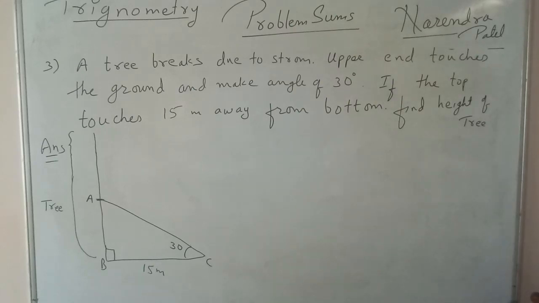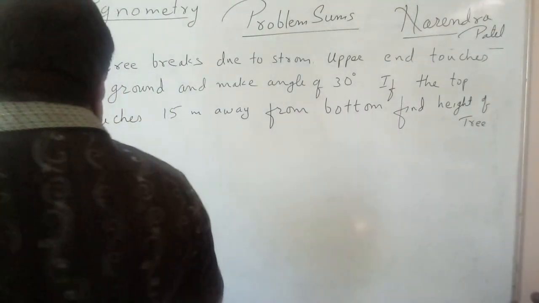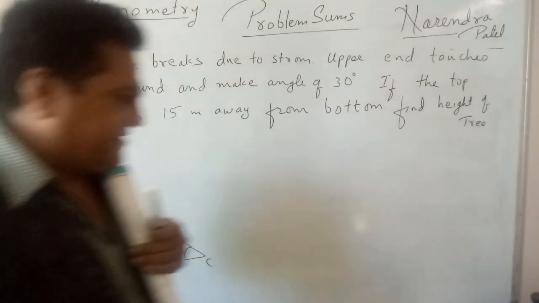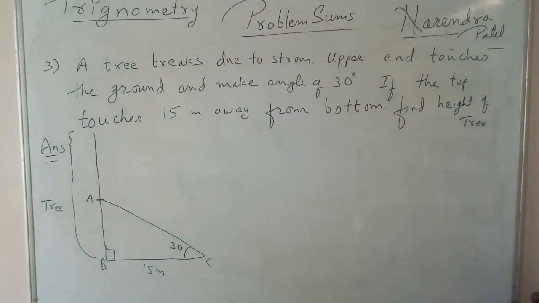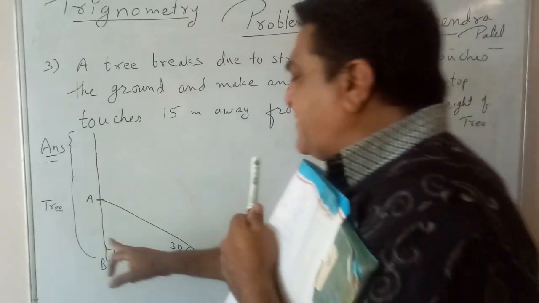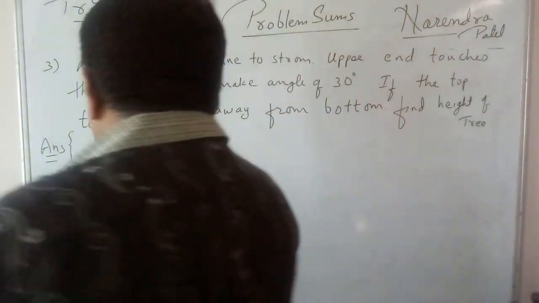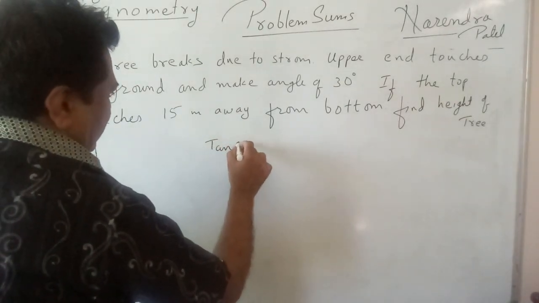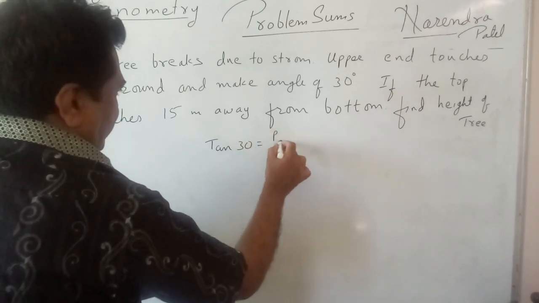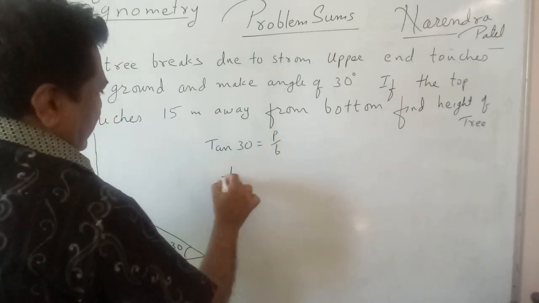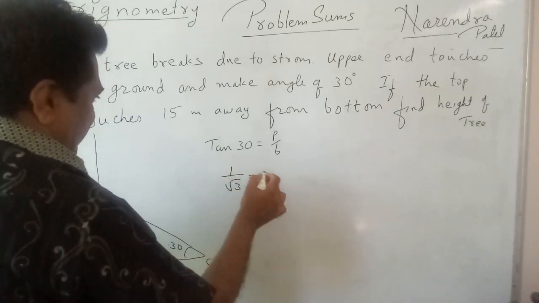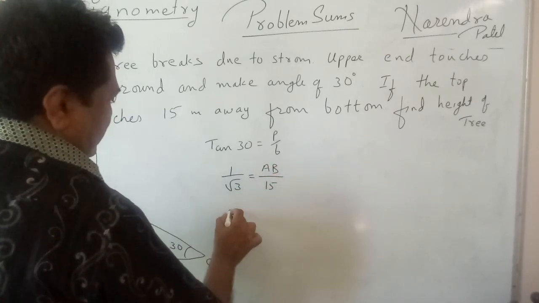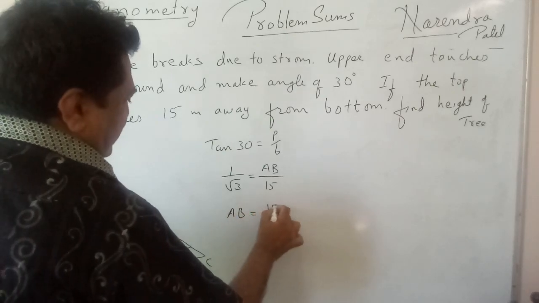Now, for finding the whole height of the tree, you have to find AB and you have to find AC. Both things you have to find. So first of all, for finding AB, we can take tan theta. Tan 30 is equal to P upon B, that you know. Tan 30 means 1 upon root 3 is equal to P upon B. The perpendicular is AB, it is not given. The base 15 is given. Then AB is equal to 15 upon root 3.